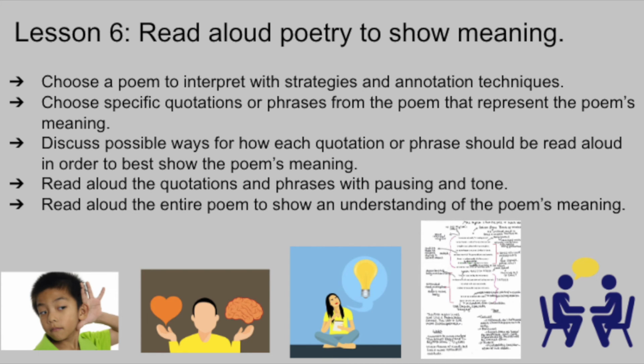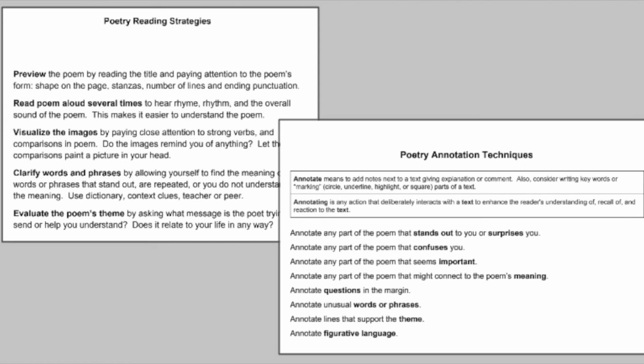Students might ask themselves, how should I read aloud certain parts to best show the poem's meaning? How can I pause and use an appropriate and purposeful tone to show the poem's meaning? These specific strategies and annotation techniques will help students determine the overall sound and meaning of the poem. Finally, students can show their understanding of the poem's meaning by reading aloud with pausing and tone.